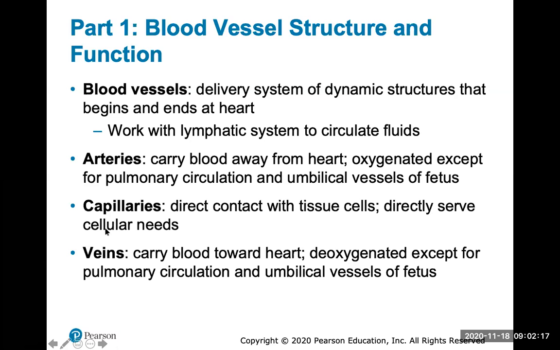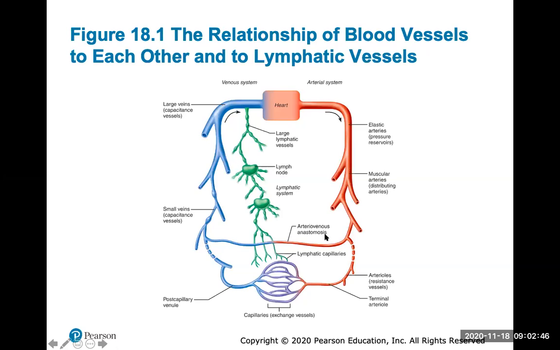Arteries, remember, carry blood away from the heart. They are always oxygenated except for pulmonary circulation and also for the umbilical vessels of the fetus. Capillaries are the direct contact with tissue cells. This is where all the gas exchange, nutrient exchange, and waste pickup occurs, and they directly serve the cellular needs. And veins carry blood back to the heart. They are mostly always deoxygenated except for pulmonary circulation and the umbilical vessels of the fetus.